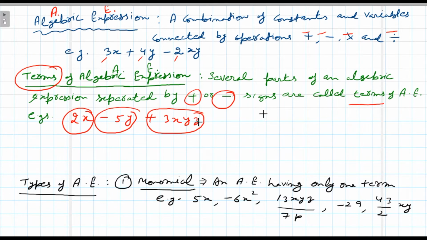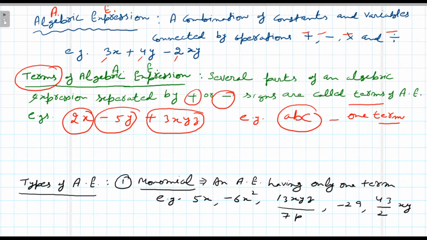So if I write another example, ABC, how many terms does it have? It has only one term, ABC, right? There is no plus or minus symbol in between these A, B and C, so it is only one term. For many terms you have to carry the signs of plus and minus, right?